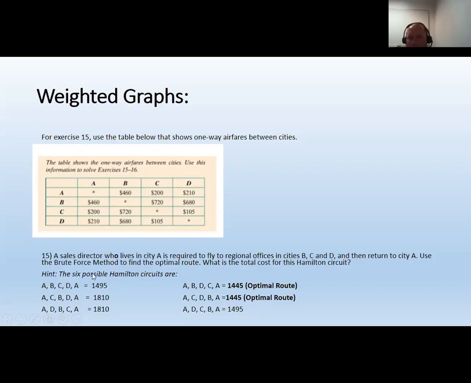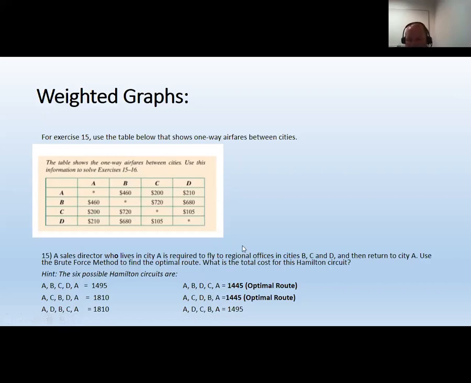And then you add it up, and you do that for all the Hamilton circuits. And it turns out that there's 2 that are the optimal routes of all 6 of the Hamilton circuits. The lowest weight for each circuit is 1445, and there's 2 Hamilton circuits that produce that. A, B, C, D, A or A, B, D, C, A, and A, C, D, B, A produce the optimal circuit or optimal route for this particular Hamilton circuit.